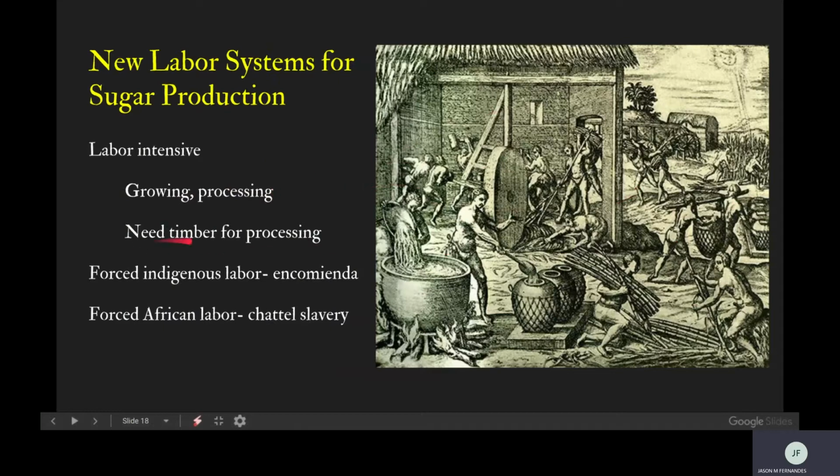And you also need timber for the processing, right? Because you've got to heat it. You've got to cook off that moisture. You've got to dehydrate it out. So you have people out cutting trees down too, right? So again, super, super labor intensive process. So who's going to do the work?